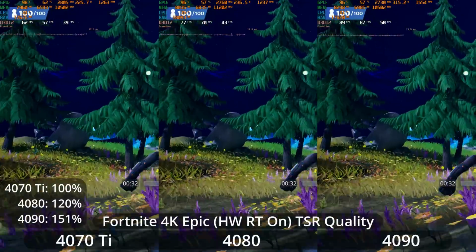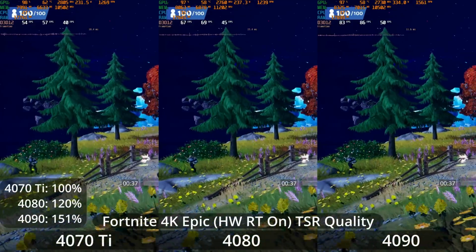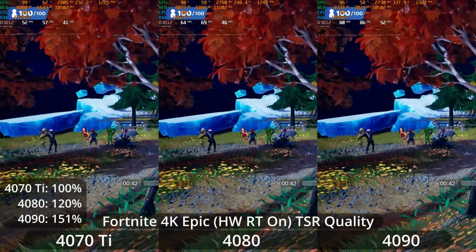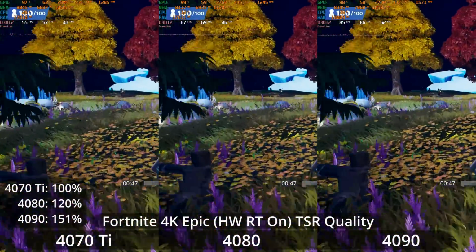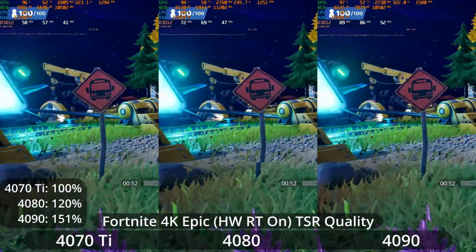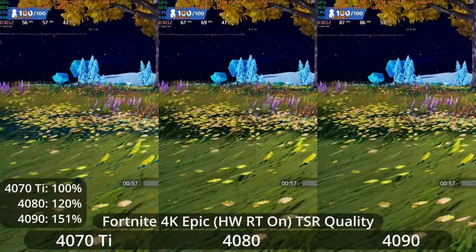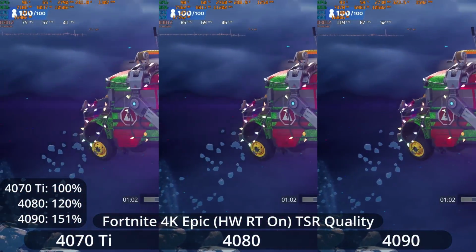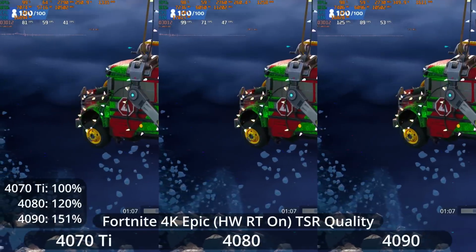So I tried adding in some upscaling here. Now, this has not been updated to feature DLSS yet, but it does have TSR, temporal super resolution, at the quality setting, so a similar performance bump to what you'd get from DLSS quality. Here, leaving everything completely maxed out at the 4K epic settings but using the upscaling, the 4070 Ti is close to a 60 FPS experience, falling a little bit short if you look at the averages. The 4080 is over 60 FPS, closing in on 70, and the 4090 currently is about an 86 FPS average, with the 4080 20% faster than the 4070 Ti and the 4090 51% faster.